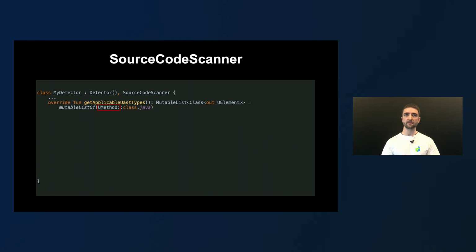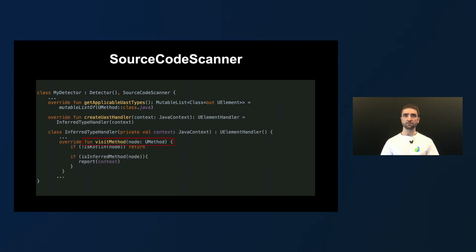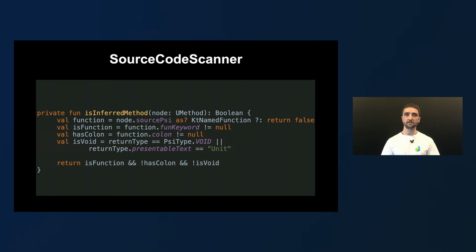Since we're interested in analyzing every method declared in our codebase, we're going to tell Lint we only want to visit UMethod nodes of the syntactic tree. These UMethods will be dispatched to our UAST handler's visit method. Since this detector is specific for Kotlin, we're only interested in Kotlin nodes. Now that we know that the UMethod is Kotlin, let's check if the compiler inferred its return type. UMethods give us an abstract representation of the node. Right now, we just know the node is a method.